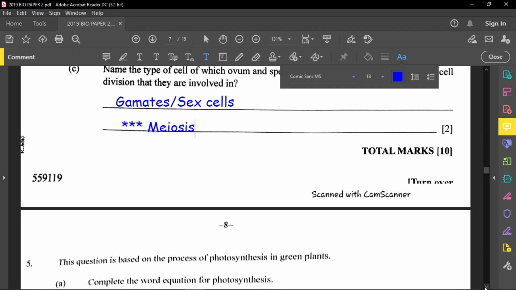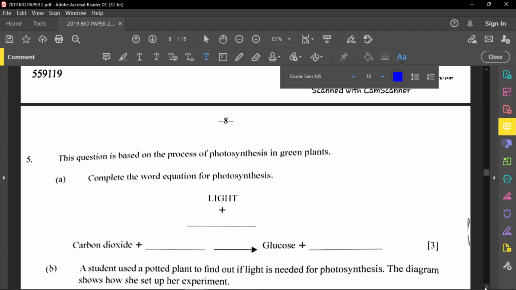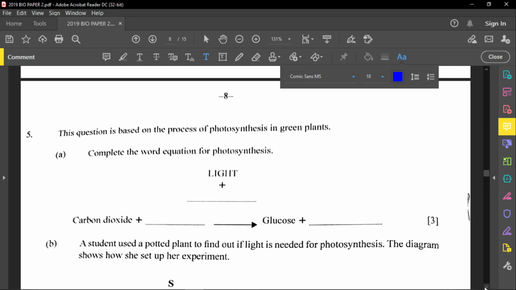All right? And so question number 5 now reads that this question is based on the process of photosynthesis in green plants. It states that part A: complete the word equation for photosynthesis. What is the word equation? So first they put carbon dioxide. So what comes next? And it said word equation, not the chemical equation, but the word. And so right here, carbon dioxide will react with water. So this is going to be water. Remember, the plant needs carbon dioxide and water. So this is going to be water here. It will produce glucose and oxygen.